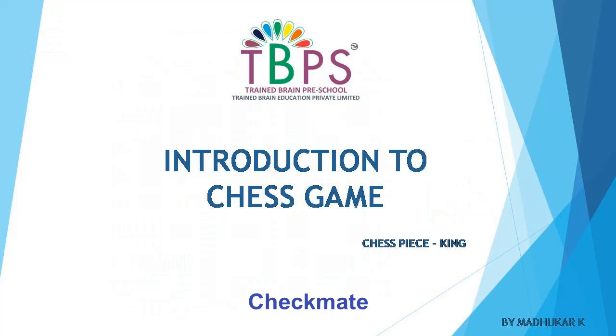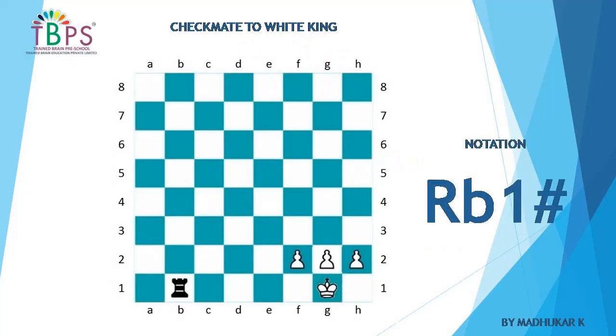Now we will see what is checkmate. When the king is attacked by any piece and the king can't protect himself by blocking the check or moving himself, it is called checkmate. In this case, the king's movement is blocked by the pawns in f2, g2 and h2. Now the rook gives the check to the king from b1. There is no movement for the king and the check cannot be blocked by any other white piece.